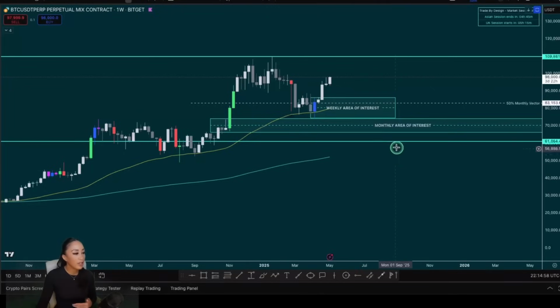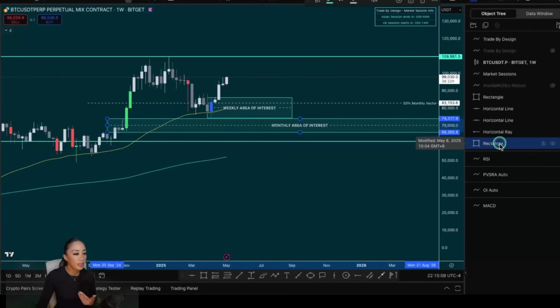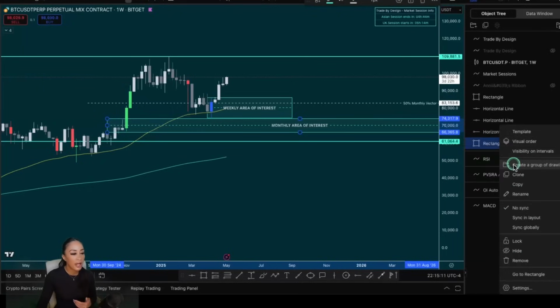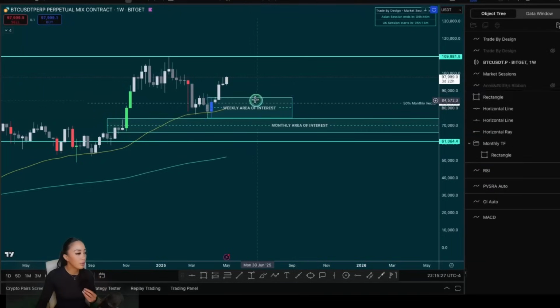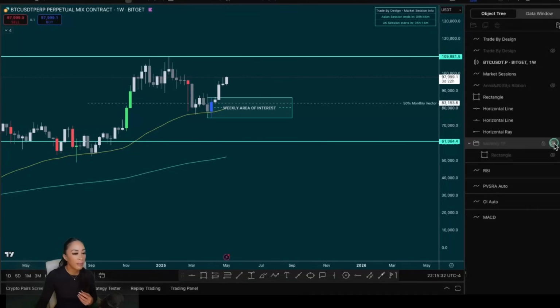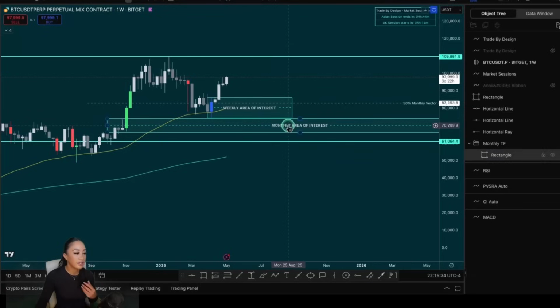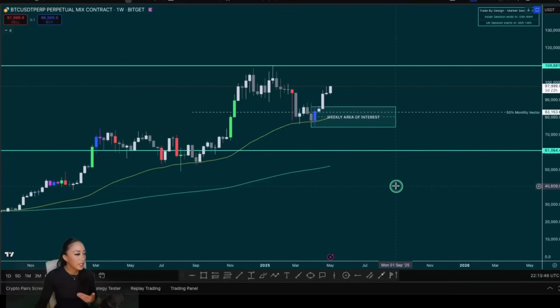It is at this point where I would get rid of this monthly area of interest, or I would put it into its own folder, just so I can hide it. And if price ends up dropping through and recovering all of this weekly area of interest, then I can simply put it back on my chart and I'll know that it's there and it's an area to pay attention to. So for now, I'm going to get rid of that one. And this helped me to clear up my chart.